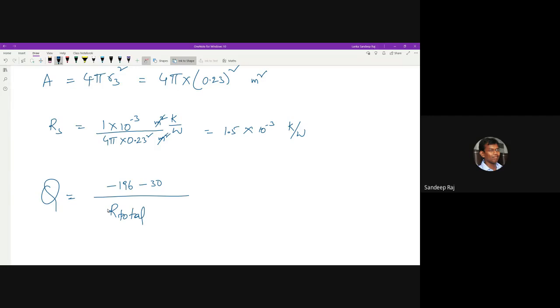That's how we'll be doing Q based on the temperature values. We'll solve in the next problem. Along with that, let's see the concept of overall heat transfer coefficient and solve it in the next class.